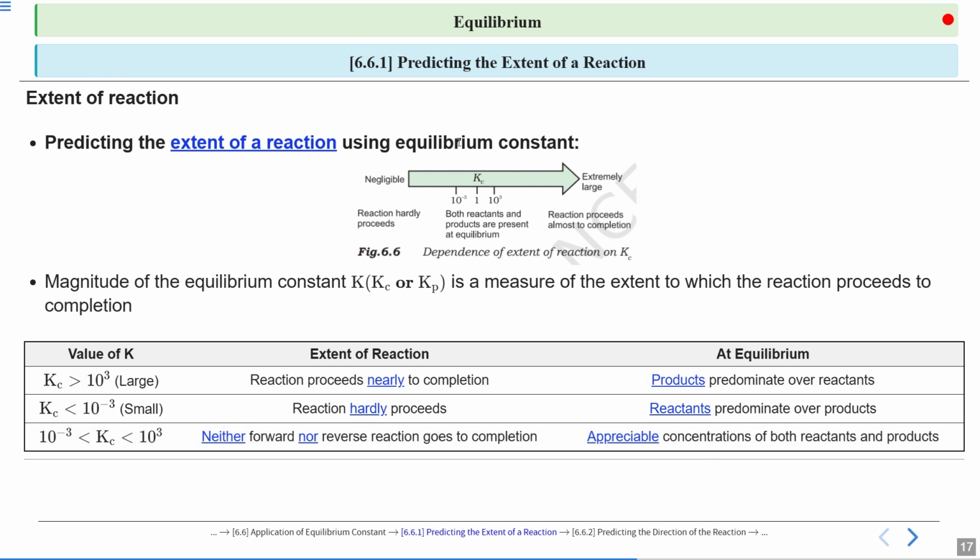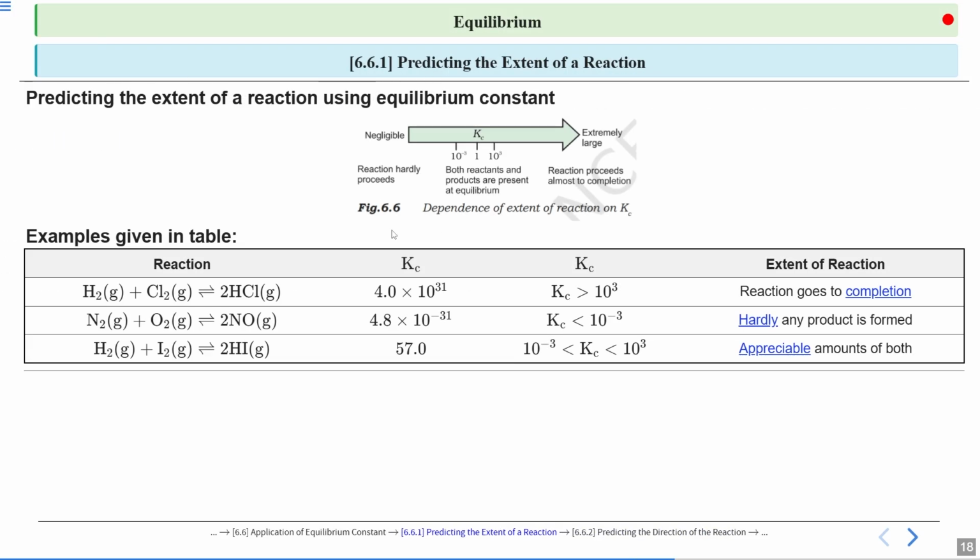You can depict the same using this arrow. If it is less than 10 to the power minus 3, your reaction has barely proceeded, or there is a negligible amount of product. If it is greater than 10 to the power 3, a greater amount of product is formed. If it is between 10 to the power minus 3 and 10 to the power 3, the reaction is intermediate. Neither the reactant nor the product is present in the greater amount. So from here, if we know the value of Kc, we can easily depict the extent of a given reaction, that is, how much product it will form.